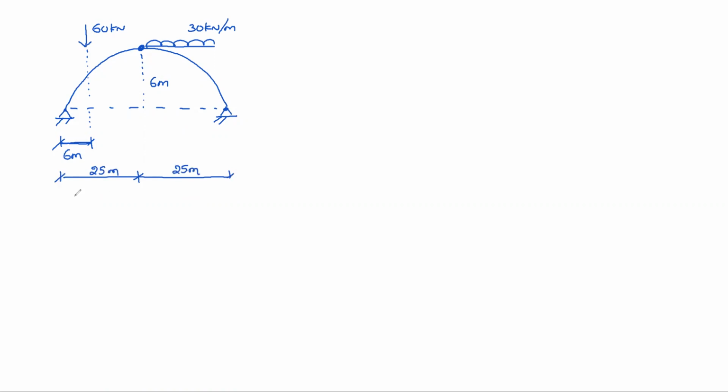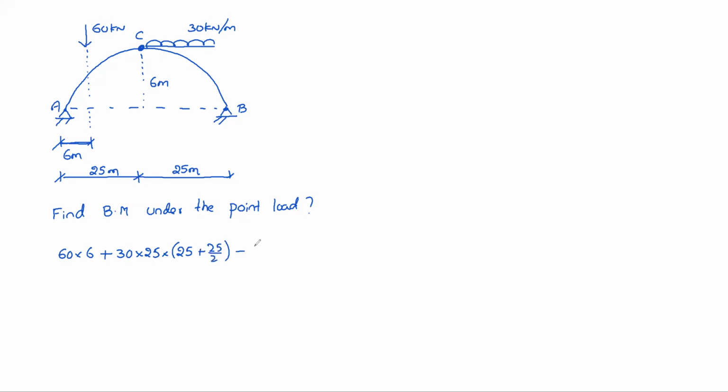Suppose the question may be like this. Find bending moment under the point load. That means at 6 meters from A, what is the bending moment? So you can find first taking moments about A: 60 into 6 plus 30 into 25 is the load, central distance is 25 plus 25 by 2, minus RB into 50 equals 0.